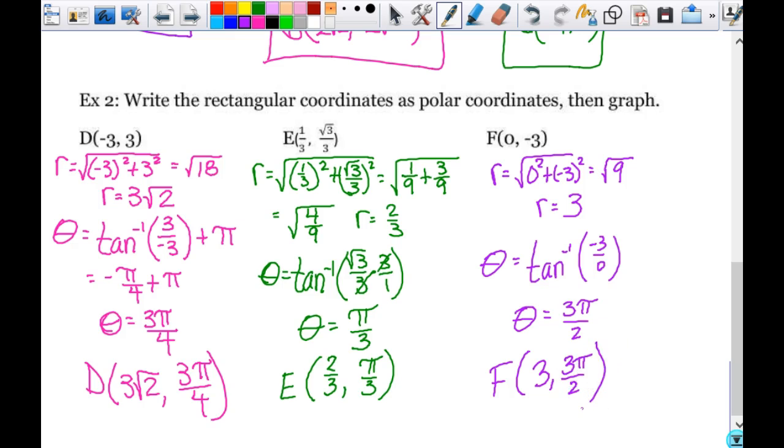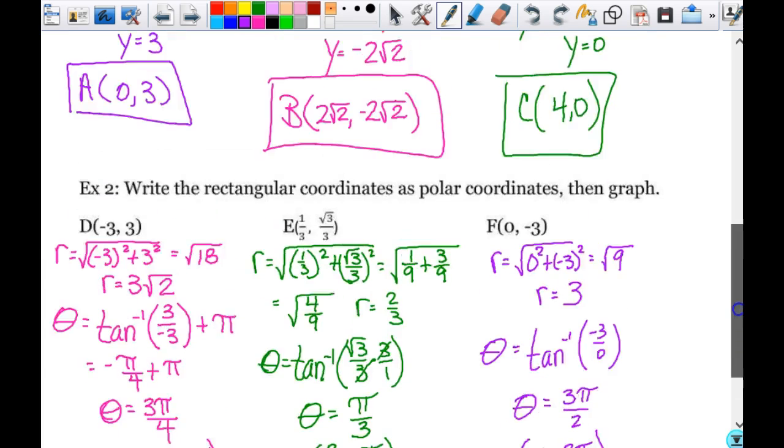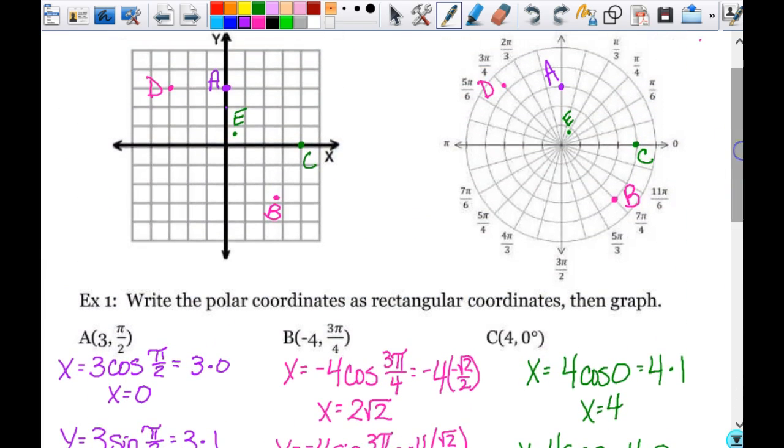Okay. Everybody good with that? So now we're going to go back up here and we'll graph these. We're going to graph 0, negative 3. And that is at, that's F. And then my 3 pi halves and 3. And that is F.